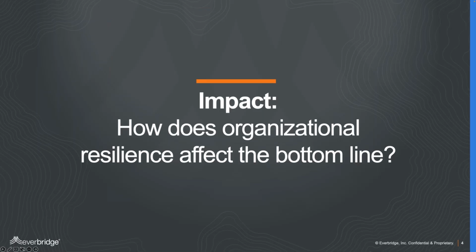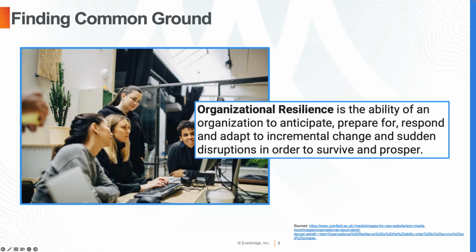So let's go ahead and get started. What does the impact look like for organizational resilience, particularly the bottom line? If we're not as resilient as we would like to be, what are the impacts that we could actually interact with? So let's find some common ground to start off with. There's actually a specific definition for organizational resilience coming out of the UK. It's the ability of an organization to anticipate, prepare for, respond, and adapt to incremental change and sudden disruptions in order to survive and prosper.